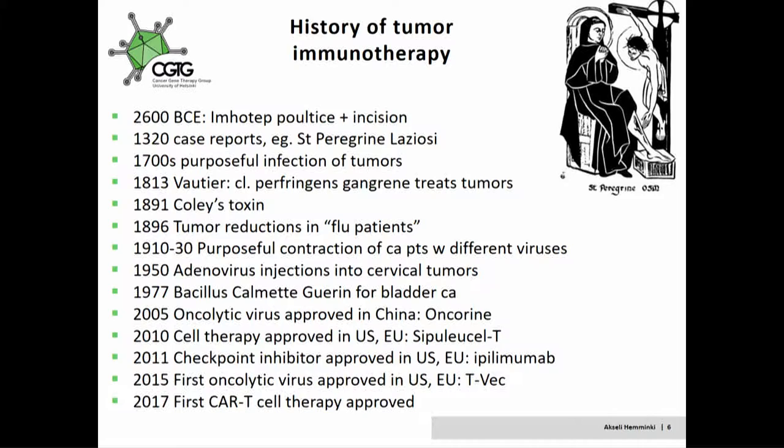And the field started changing rapidly after the approval of the first checkpoint inhibitors. There's about six or seven now approved, and almost every single tumor type is being tested for treatment with these forms of immunotherapy.